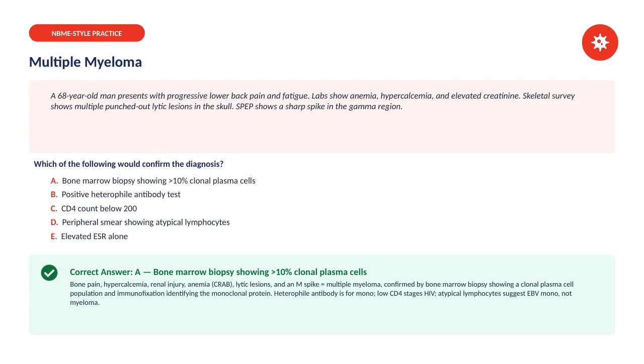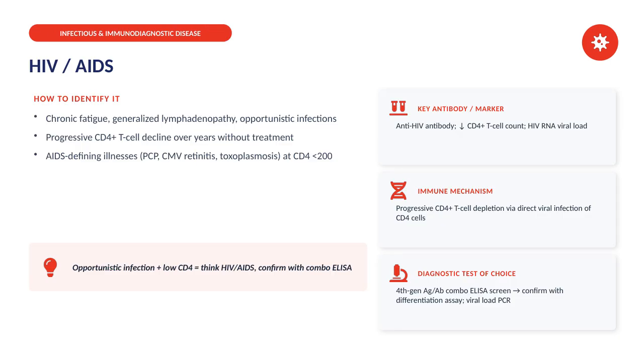The sharp spike in the gamma region on the serum protein electrophoresis points to a monoclonal protein, or M-spike. To confirm the diagnosis, a bone marrow biopsy is needed to show that more than 10% of the marrow cells are clonal plasma cells. The other options don't fit here. A heterophile antibody test is for infectious mononucleosis. A low CD4 count suggests advanced HIV. Atypical lymphocytes indicate EBV infection, and an elevated ESR alone isn't specific enough. So the key to confirming multiple myeloma is finding the abnormal plasma cells in the bone marrow.